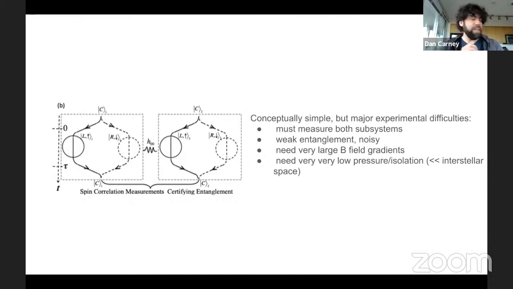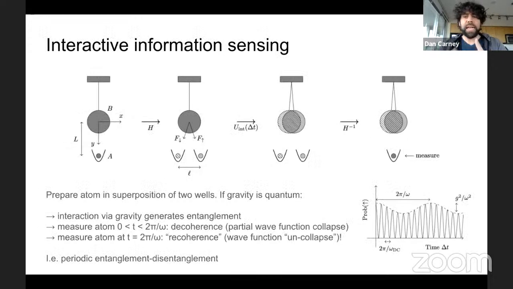So I want to briefly mention a way that we've proposed. This is really the only slide on my own work here. This is an idea that Jake Taylor, Holger Muller, who's an experimentalist at Berkeley, and Jake's a theorist at Maryland, and I had, which we think would basically eliminate all of these technical difficulties. So it's got a fancy name. We call it interactive information sensing. The experiment in some ways is simple, and the interpretation is hard.